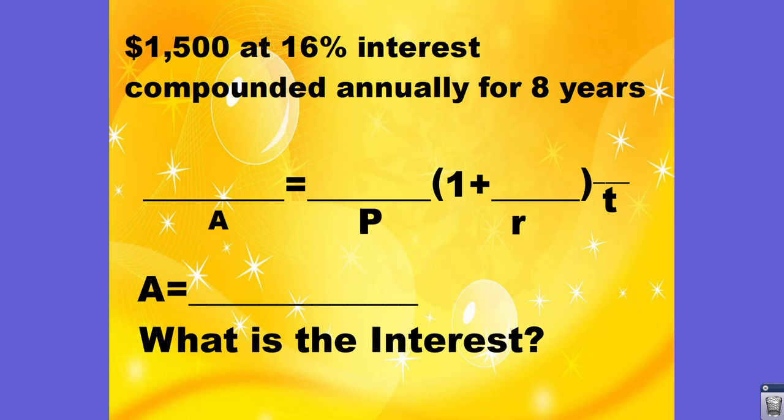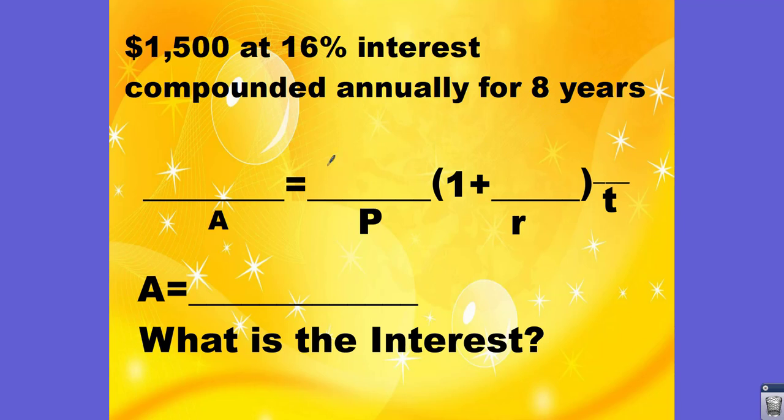Okay? Well, again, our A is going to be our principal plus our interest put together. So in this particular problem, we've got a $1,500 loan. It's going to be at 16% interest. This is more like a credit card. Okay? And it's going to be compounded annually for 8 years. Okay, so the A is what we're looking for. It's going to be the answer.